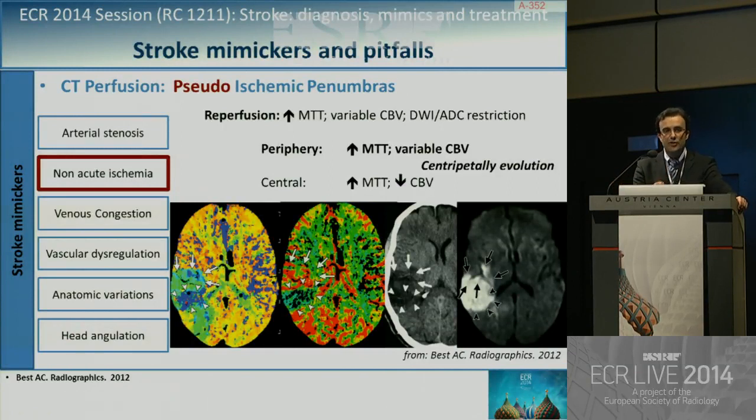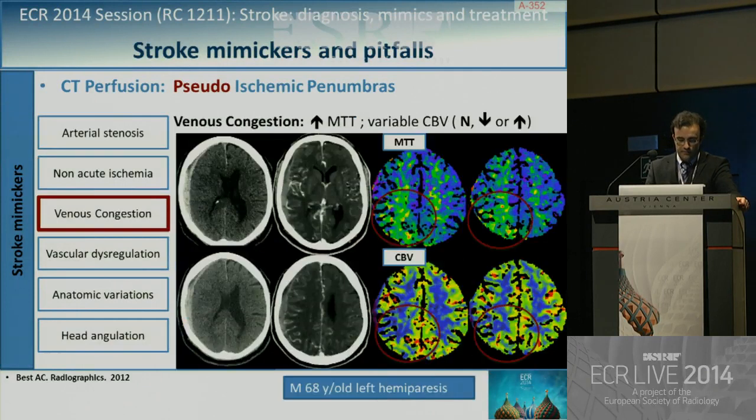And you can see this on early cases, as this one, and on old infarctions, you also can see this area of reperfusion, generally at the periphery or at the margins of an infarction. But some other diseases can do it, like just venous congestion. So this is another stroke mimicker.